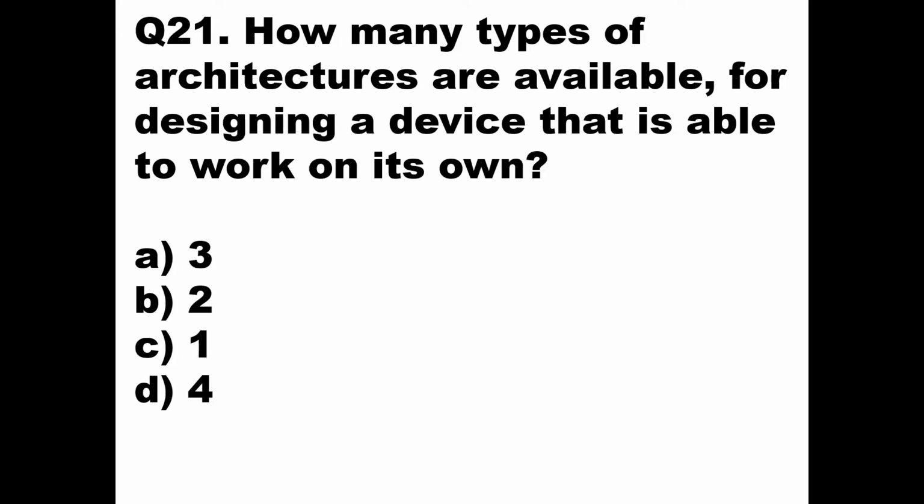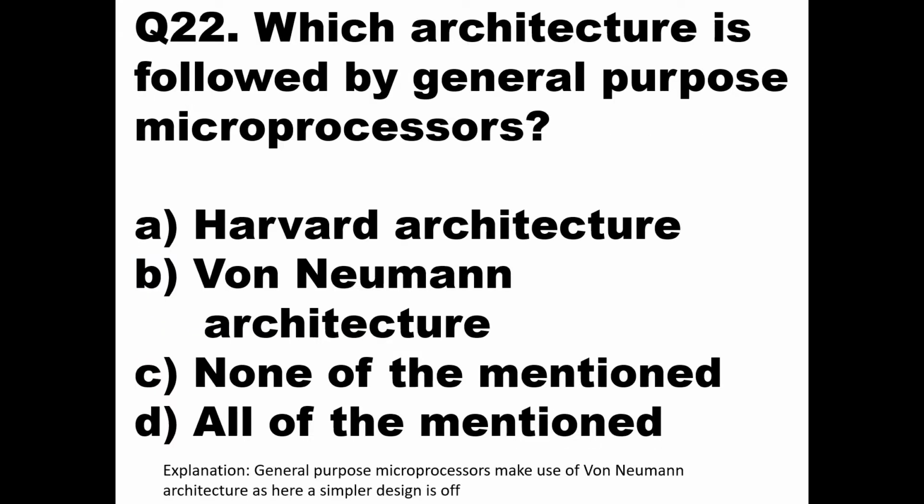So as far as this question is concerned, how many types of architectures are available for designing a device that is able to work on its own? Basically there are two types of architecture. So here the answer should be two. Then we'll go to the next question.